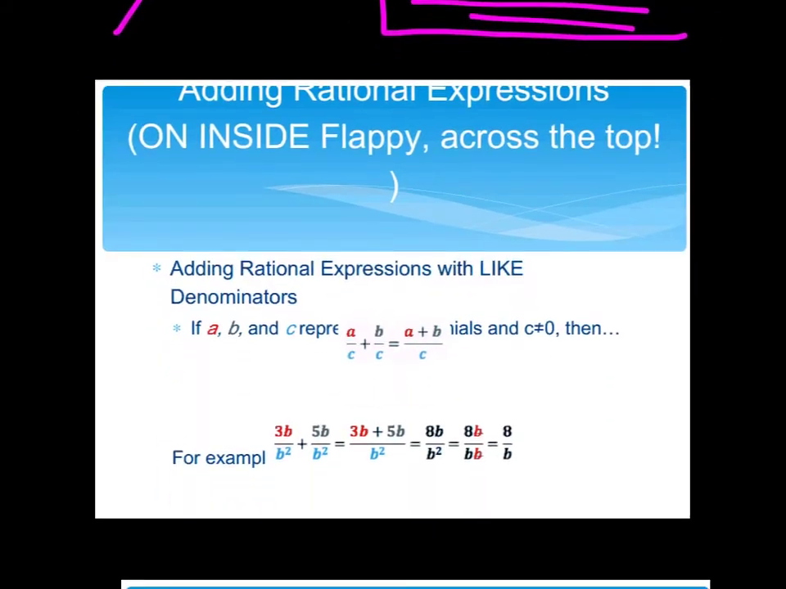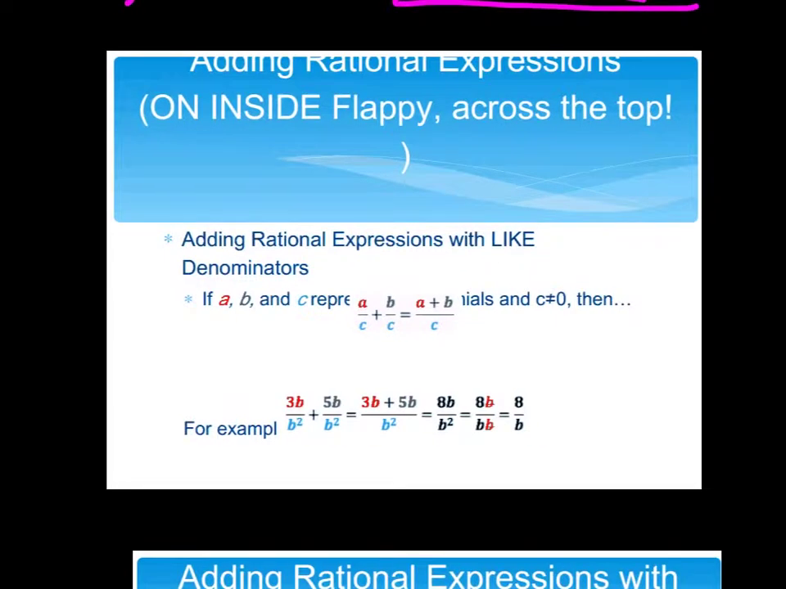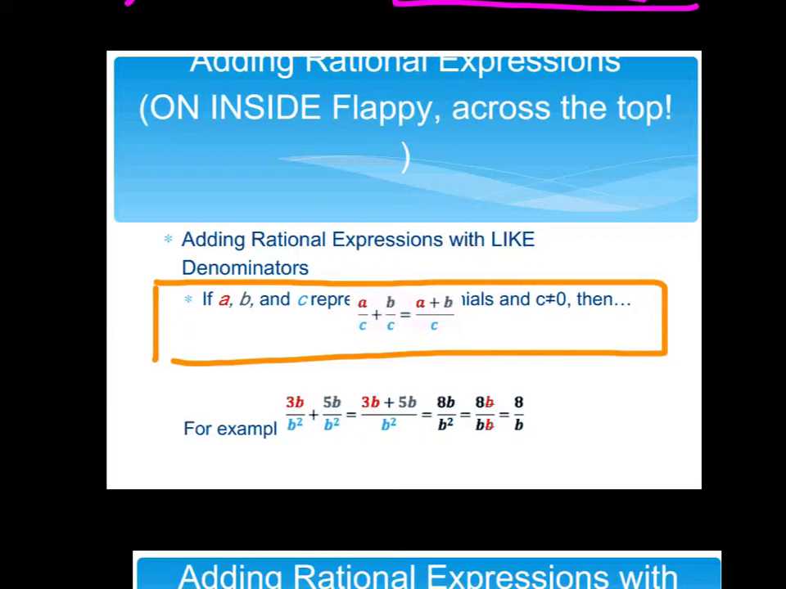Let's get going. So hopefully on your missing page, you have enough room to write in the top part this information. If adding rational expressions with like denominators, let A, B, and C be polynomials that aren't 0. If you had A over C plus B over C, you could write that as A plus B over C.